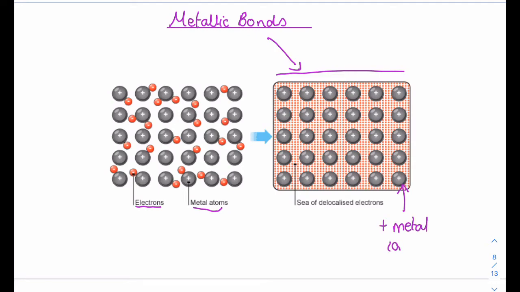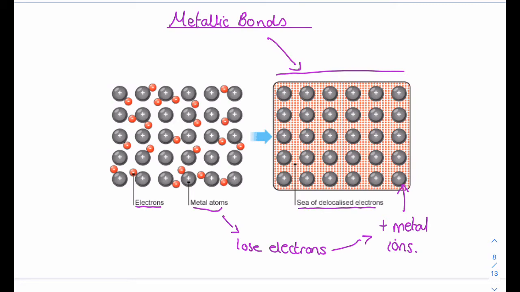So that means that the electrons have been lost. So the metal atoms lose electrons to form metal ions. Once those metal ions are formed, there are electrons in this thing called a sea of delocalized electrons.